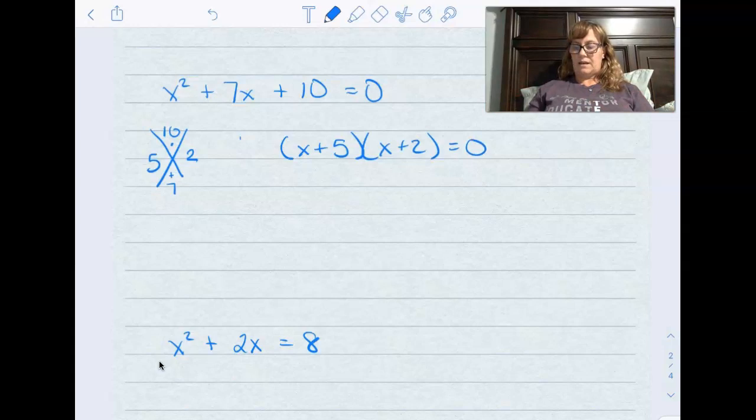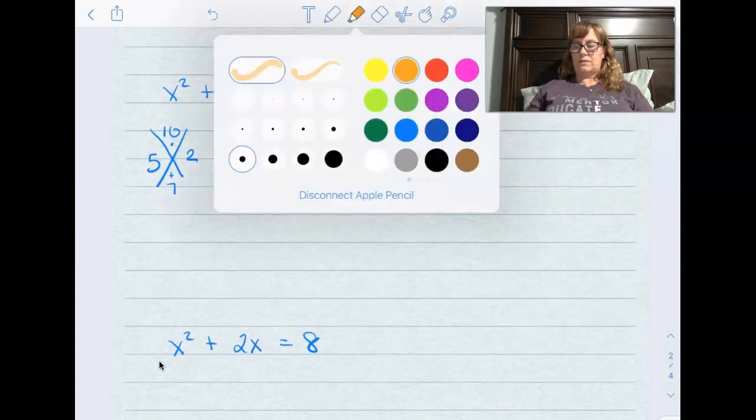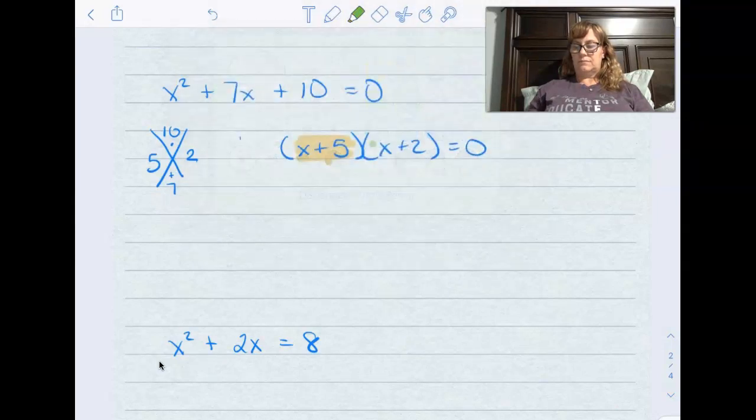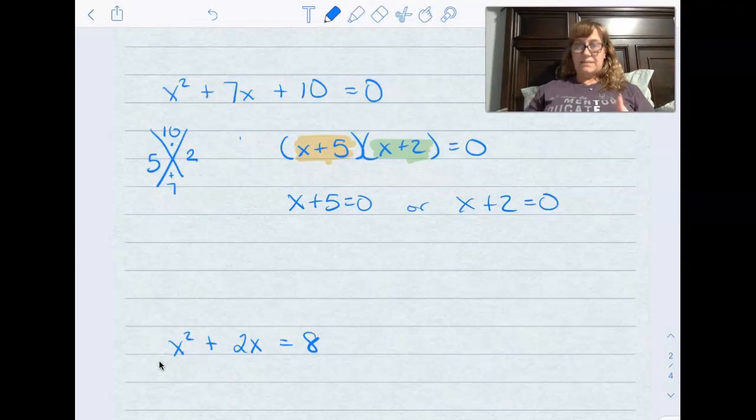Okay, set it up. This has to equal 0 or this. So that means that x plus 5 equals 0 or x plus 2 equals 0. This means, do your algebra, that x is going to equal a negative 5 or a negative 2. Okay.